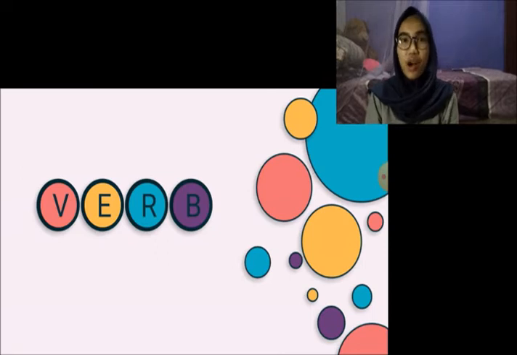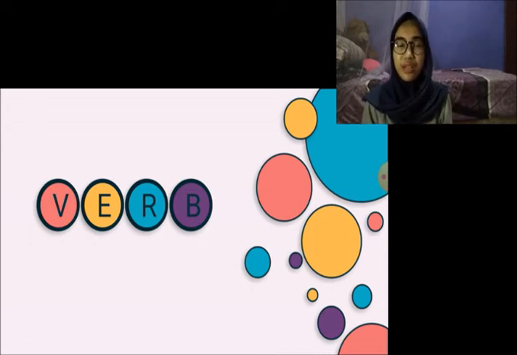And now, what is a verb? A verb is a word that indicates action or a state of being or condition. A verb is a part of a sentence that tells us what the subject performs. I'm going to give you some examples.